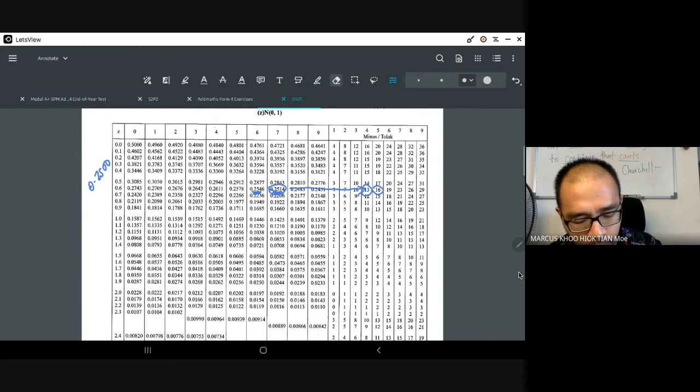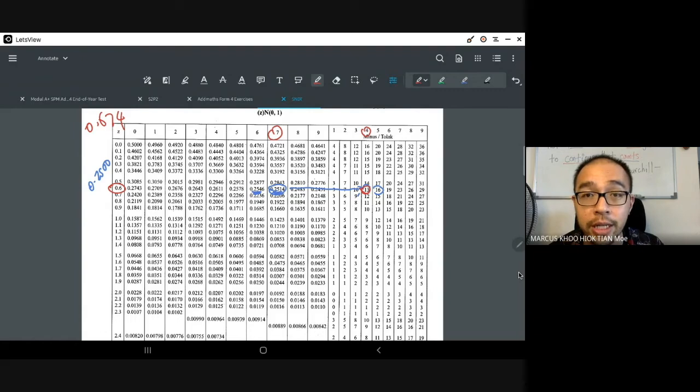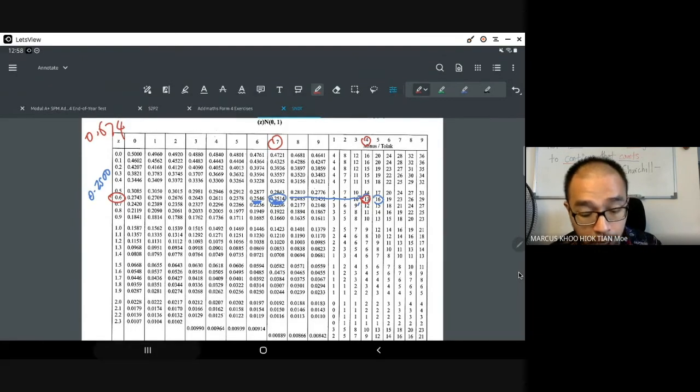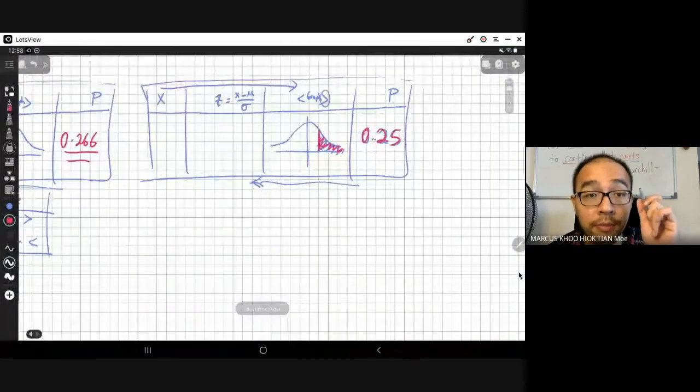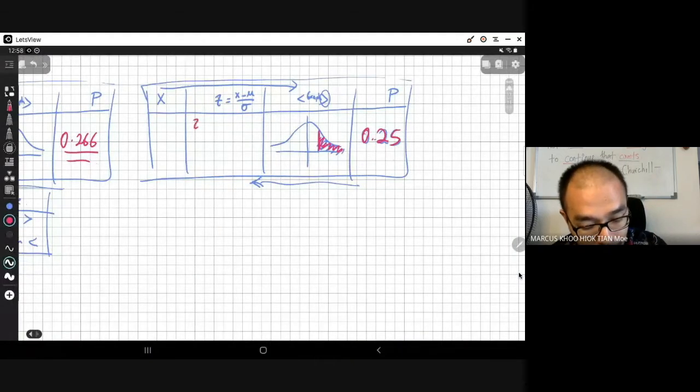Okay, so 0.2514 tolak 13. So we will get, okay, let's read this. We will get 0.67, and since we are minusing this, 4. 0.674 is the reading that we want. Okay, and we know already it is a positive value. So Z equals to 0.674.